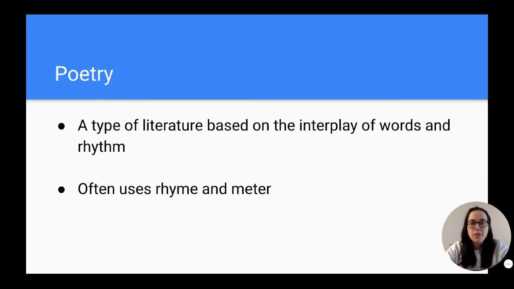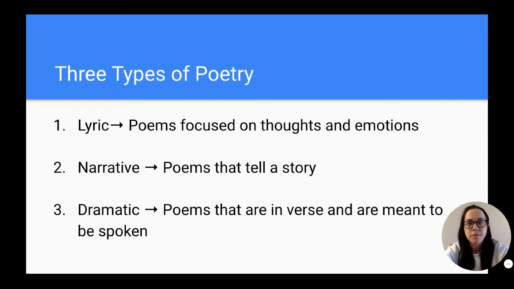So in addition to using this interplay of words and rhythm, it also uses, at least often, not always, rhyme and meter. So rhyme is basically when words rhyme with each other, and meter is the amount of emphasis throughout the poem and throughout the lines.